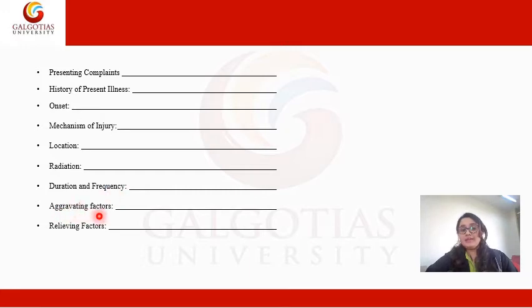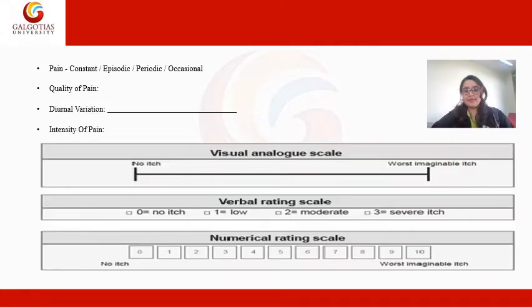Then what are the aggravating factors, meaning what kind of factors or things increase the pain of that patient, and hence the relieving factors. In relieving factors, if the patient says I take painkillers, that relieves my pain, yes, you can document it, because painkillers are also a kind of relieving factor. Whatever the patient says, these are my aggravating factors, relieving factors, don't try to manipulate it, just document it as it is.